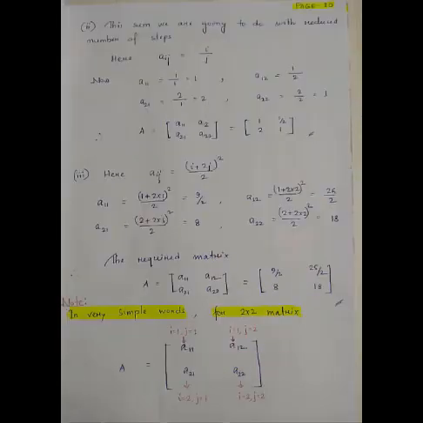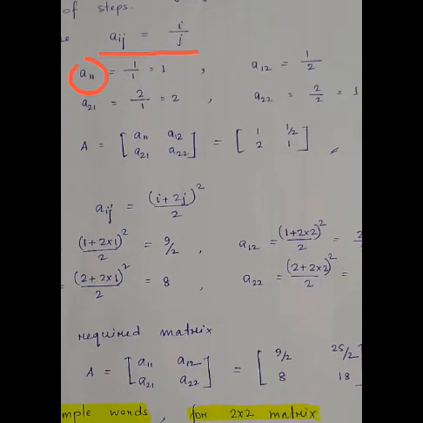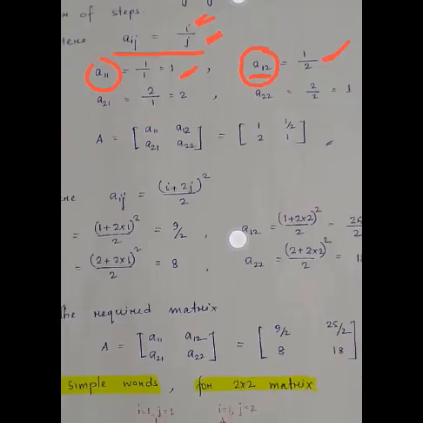Now, for the second question, question number 4, Roman 2, the expression for aij given here is i by j. Here again for A11 we get 1 by 1, meaning in place of both i and j we put 1, and the result is 1. Then for A12, first row second column, the value is 1 by 2, meaning i is taking the value 1 and j is taking the value 2.